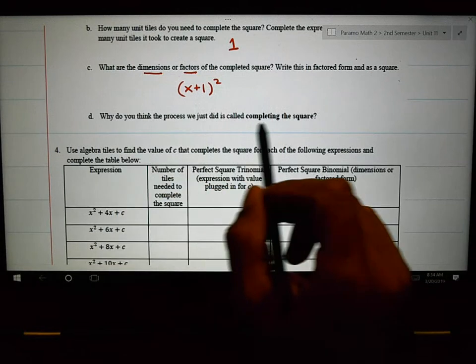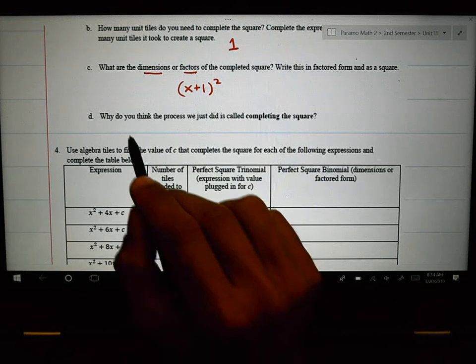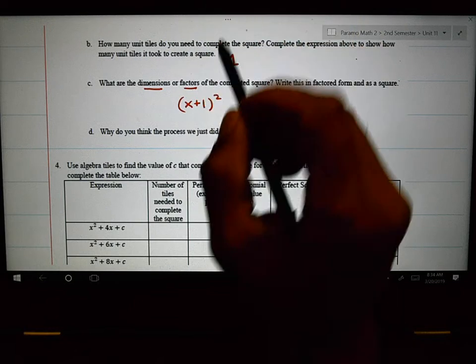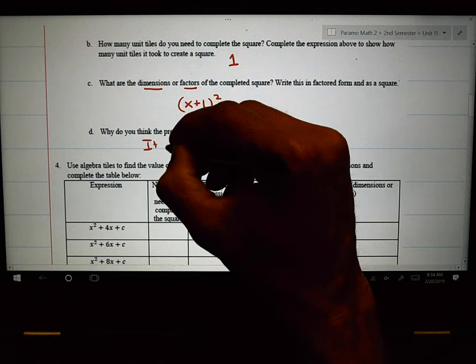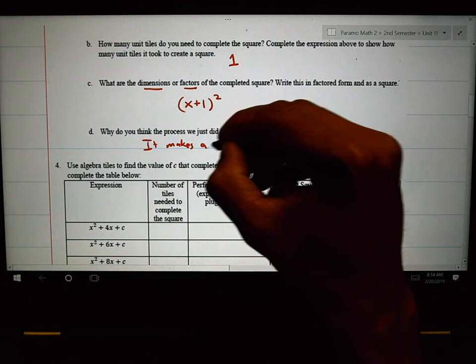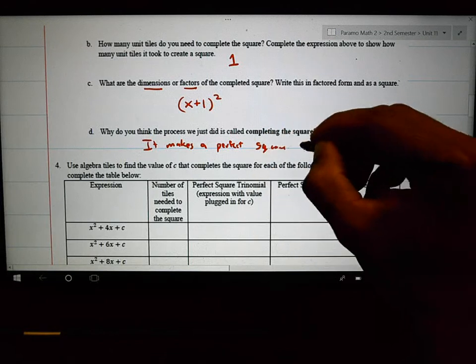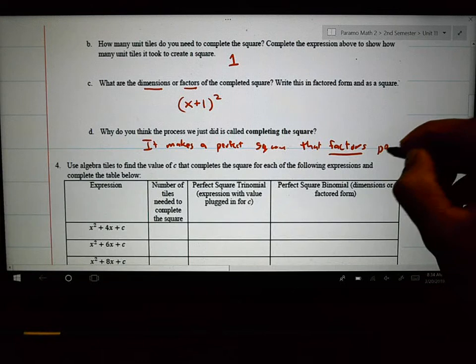Why do you think the process is called completing the square? Come up with an answer. Put what you think it is. But I'm going to put my answer, and then we'll see if you need to modify yours at all. This is called completing the square because it makes a perfect square that factors perfectly.